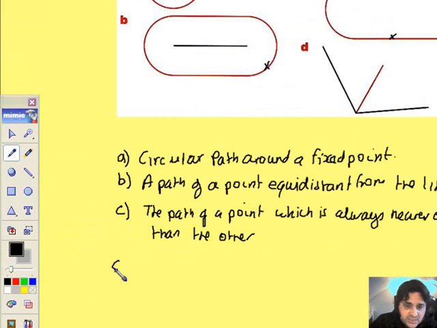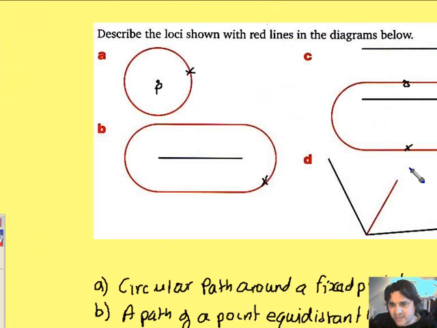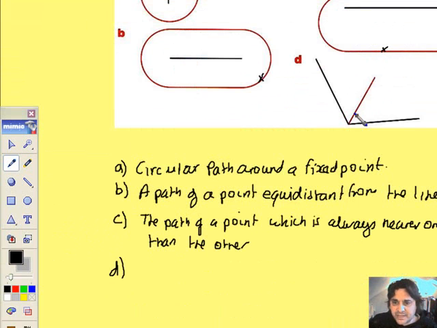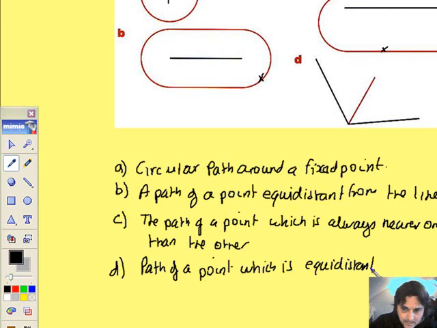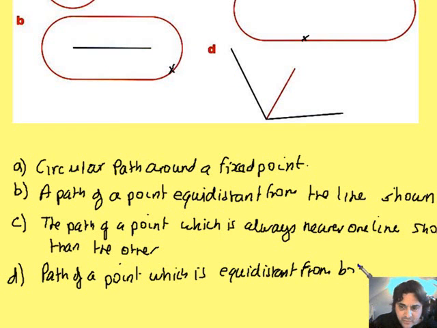And part D is quite straightforward. Okay, these are the black lines, and this red line here, I don't know how red it looks to you on the screen, but it's reddish here. This red line is the path of a point which is equidistant from both lines.